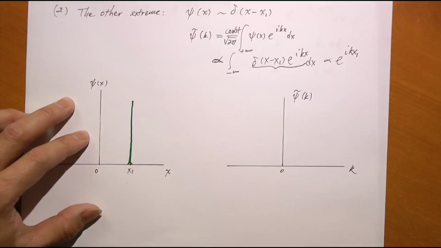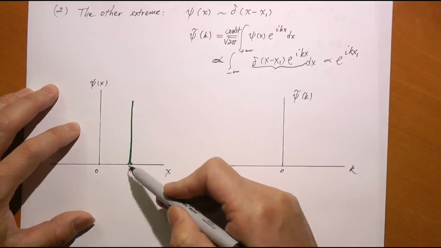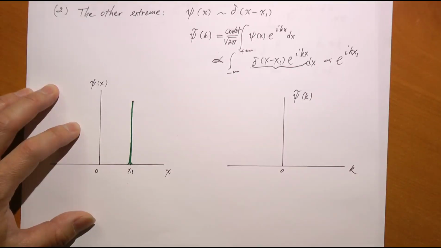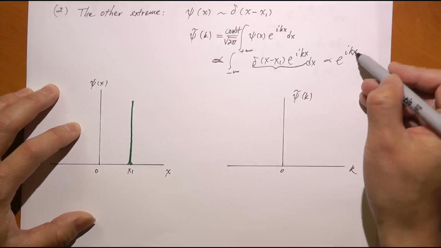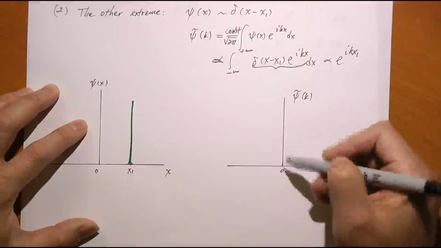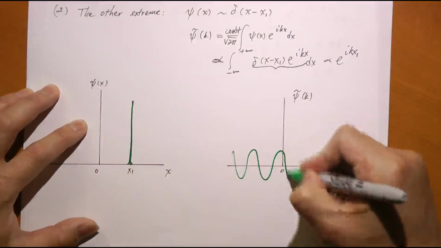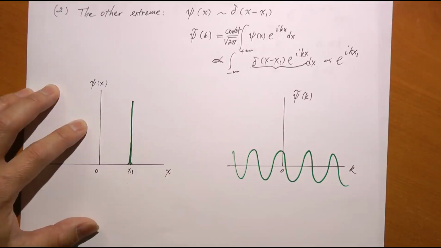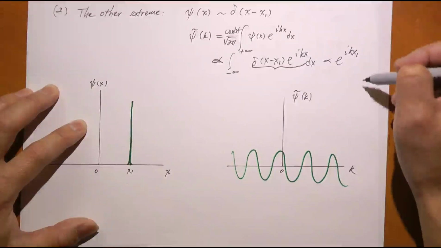So I have an extremely localized wave function in x space. The particle is stuck here. What kind of simple harmonic wave should I use? Well, in the past, we looked at a single, very pure simple harmonic wave. Now it's a different story because of e to the ikx1. If you plot it in k space, it's going to look like this. So whatever the value of k, the absolute value is the same.